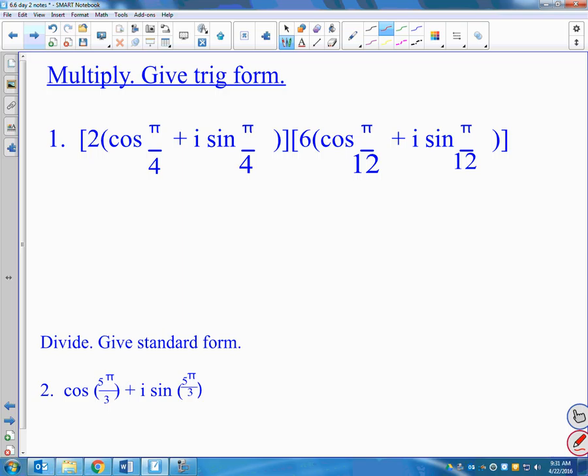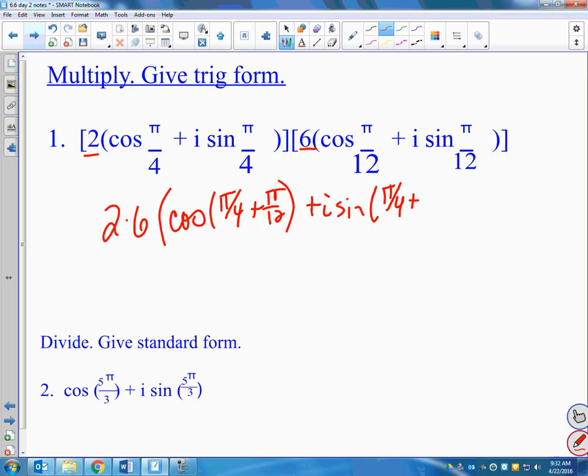Number one, we're going to multiply 2 cosine of pi/4 plus i sine of pi/4 times 6 cosine of pi/12 plus i sine of pi/12. I'm going to show a little bit of work on this one. You don't have to show all this work every time. It's always nice in your notes so you can see where this comes from. So you're going to multiply the r's: 2 times 6. And then I'm just going to add my thetas. So I'm going to have cosine of pi/4 plus pi/12 plus i sine of pi/4 plus pi/12. And that's probably a step that maybe you'll do in your head or on your calculator. You won't show that every time, but it's just nice to see the formula.